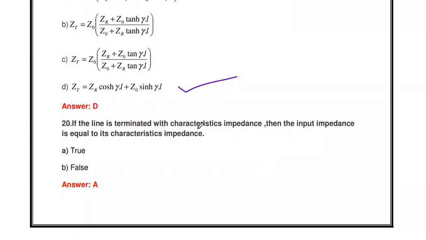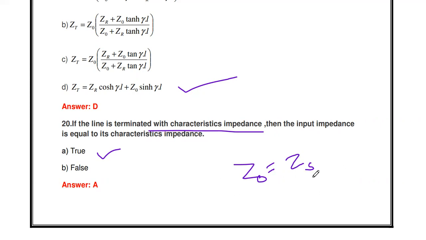The next one: if the line is terminated with the characteristic impedance, then the input impedance is equal to the characteristic impedance. Is that true or false? Yes, true. If the line is terminated with the characteristic impedance, the input impedance is always equal to the characteristic impedance, that is Z0.